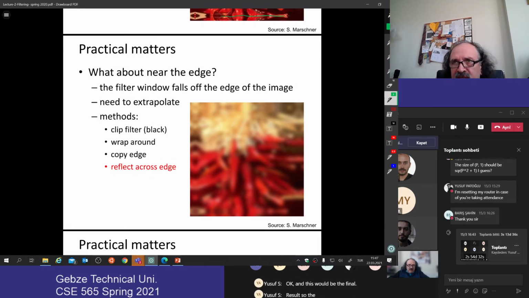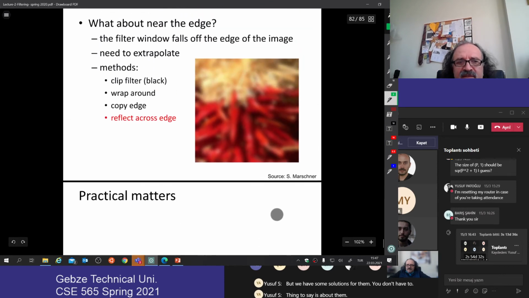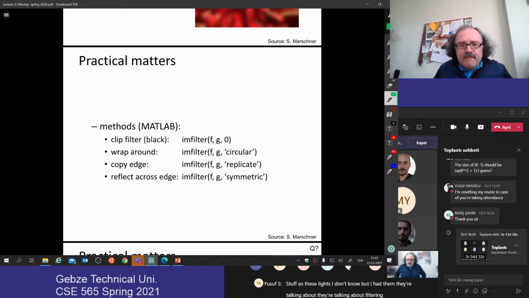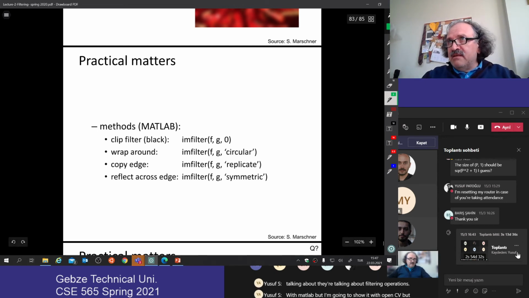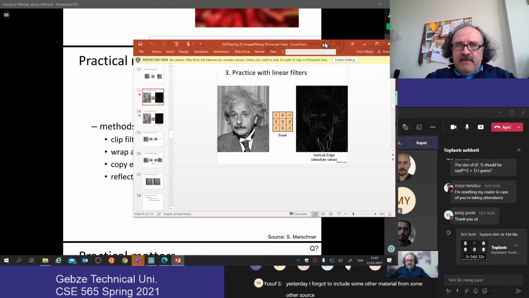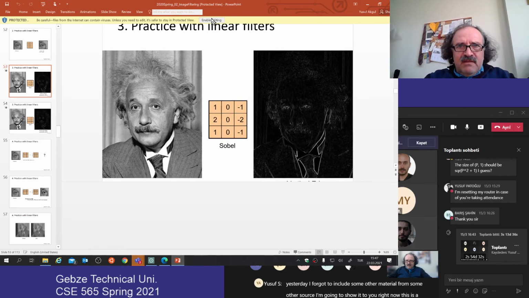So the edges or the areas near the borders of the images are always problematic, but we have some solutions for them. You don't have to think too seriously about them. These slides, I don't know where I got them. They are talking about the filtering operations with MATLAB, but I'm going to show it with OpenCV. But yesterday I forgot to include some other material from some other source. I'm going to show it to you right now. Come on, get rid of this one.